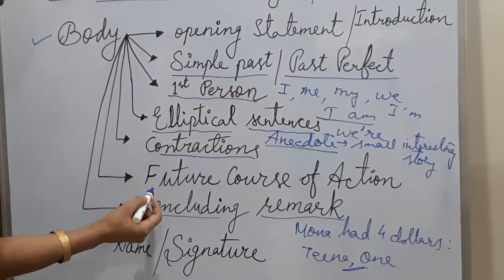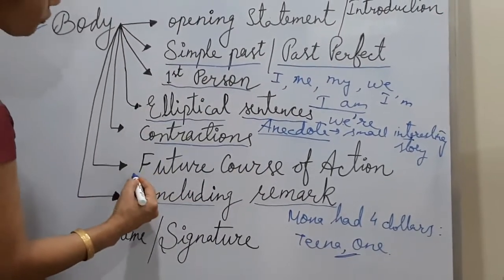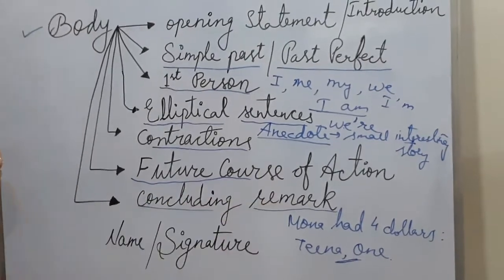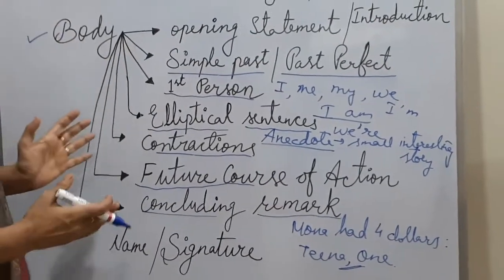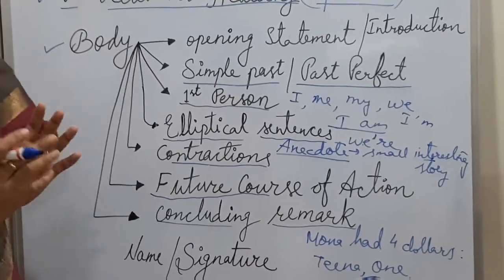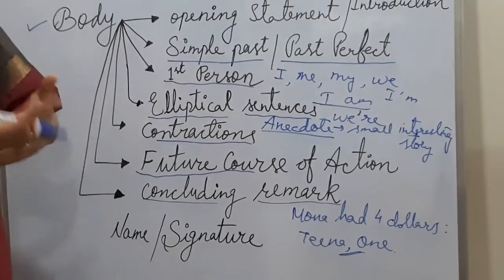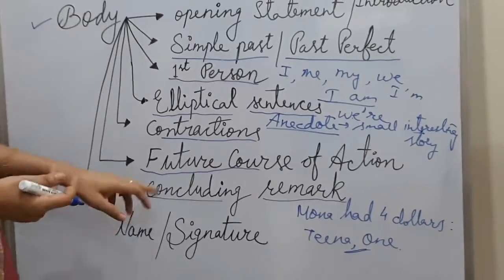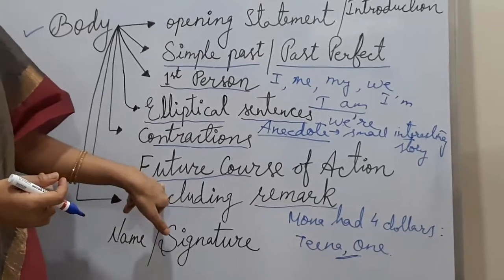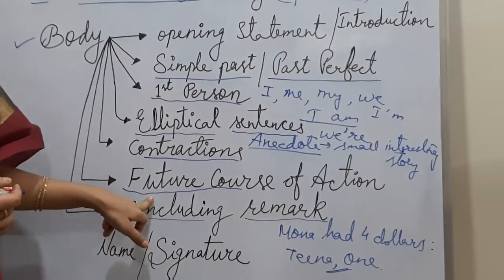Now moving on to the next, future course of action. At the end you can write the future course of action, means after explaining the whole incident or after giving the complete description of the event. Now what did you learn from it, or what did you feel after this? You can write that in the future course of action, and it may be in the simple future tense also.